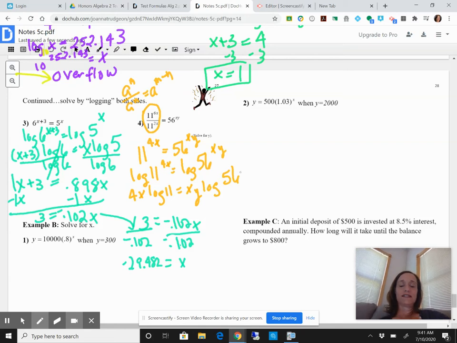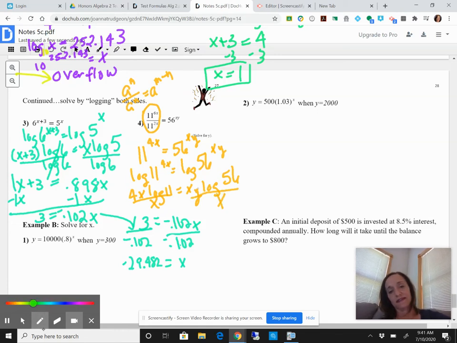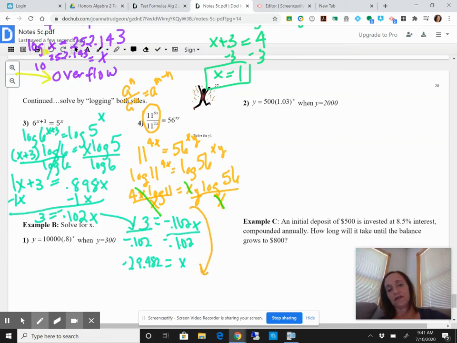If I decide to get rid of the x's here, there's x's on both sides. So if I divide both sides by x, then these x's cancel out. And this is where that magic happens, where my x's were totally eliminated. So now what I have is 4 log 11. Remember, those are all numbers there. And then on the right side, I have a variable, y log 56. And if I want to get y by itself, I would divide by log 56.